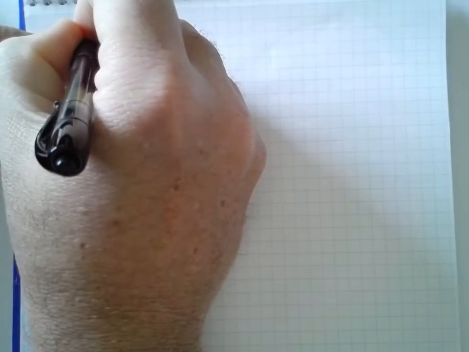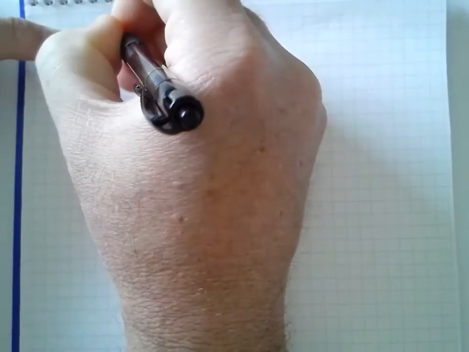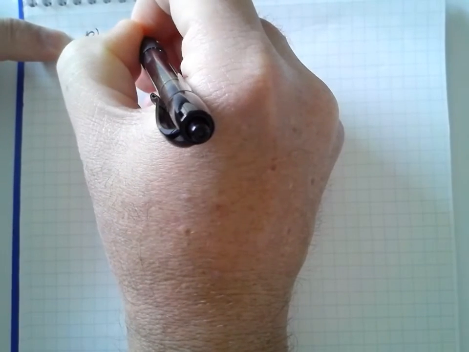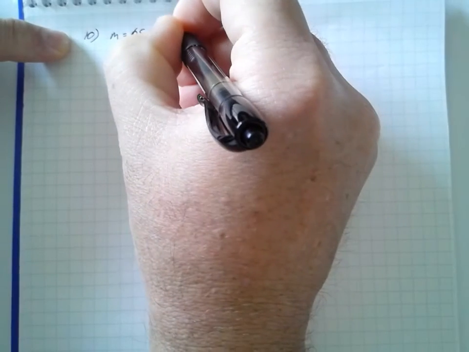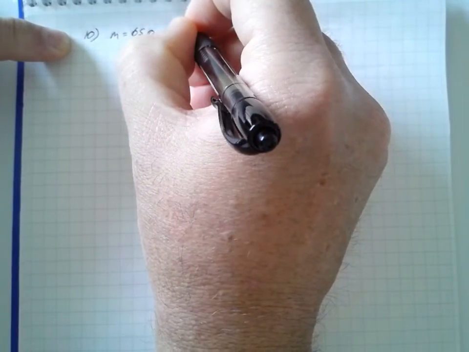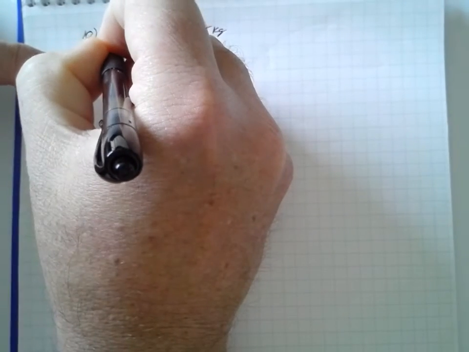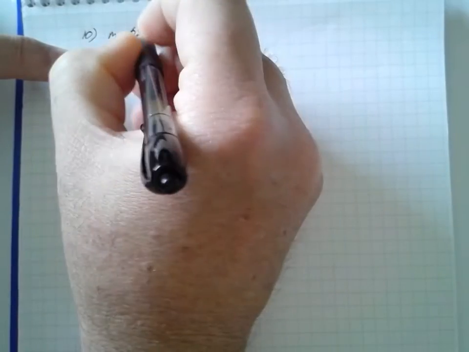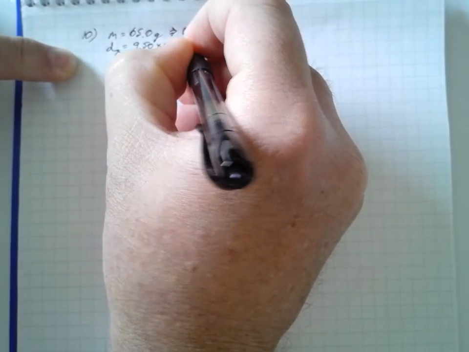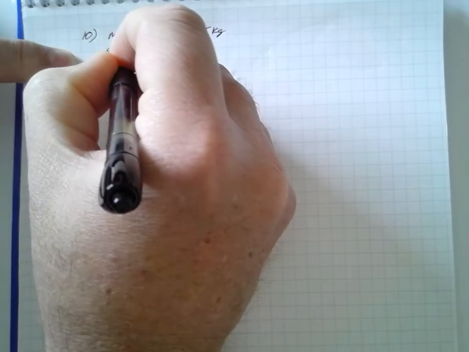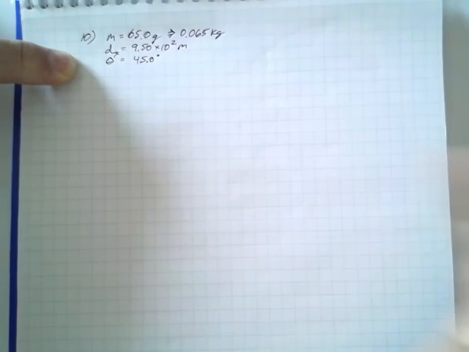All right, so let me start off here and let's get all of our givens going. For problem number 10, we're given the mass of the object, 65.0 grams, and we need it in kilograms, so that's 0.065 kilograms. Then the distance that it travels, which we'll call dx, the distance in the x direction, is 9.50 times 10 to the 2 meters. And lastly, we have an angle theta, which is 45.0 degrees above the horizontal.